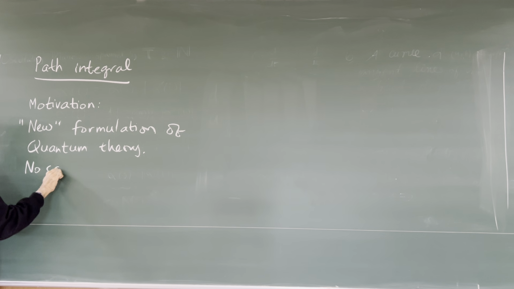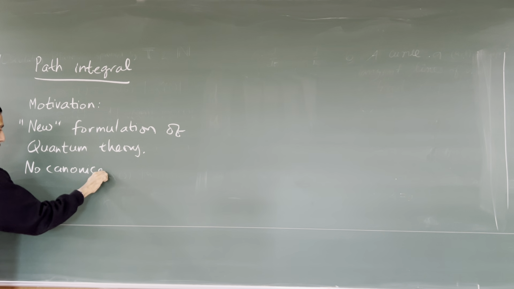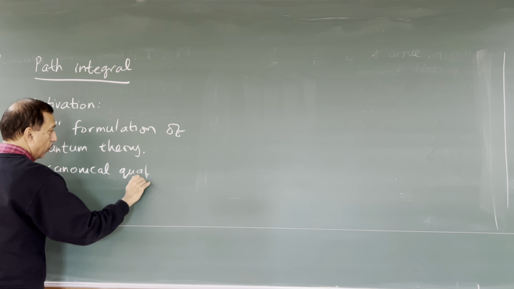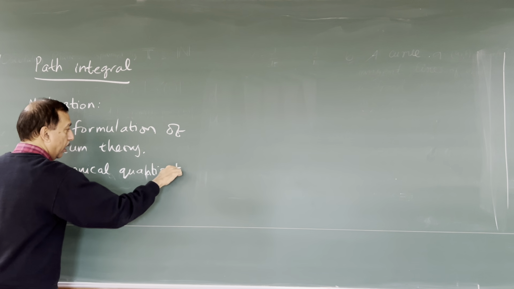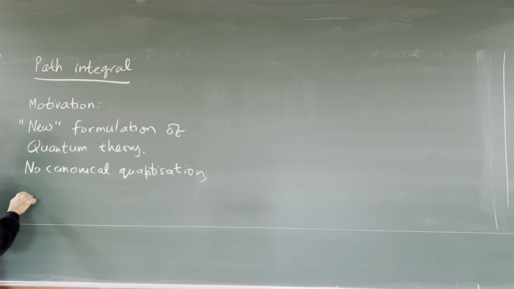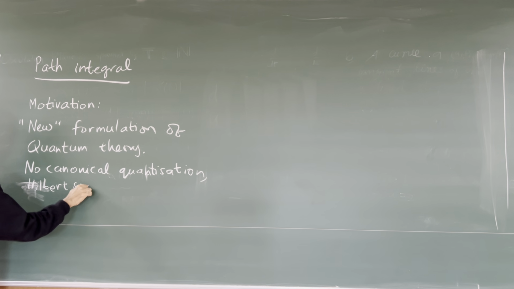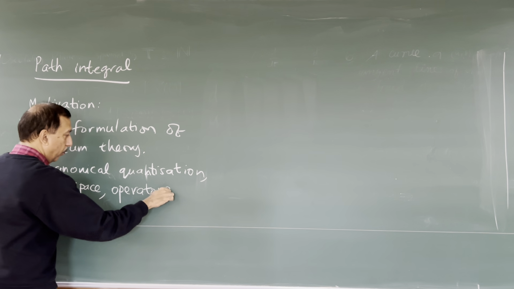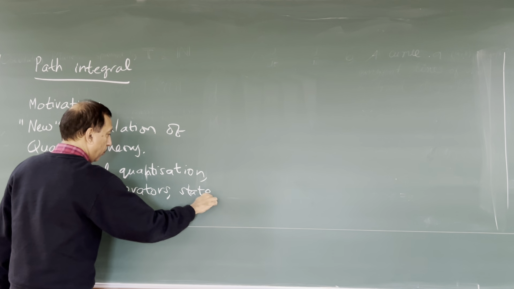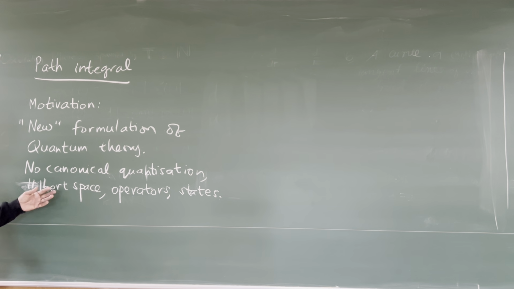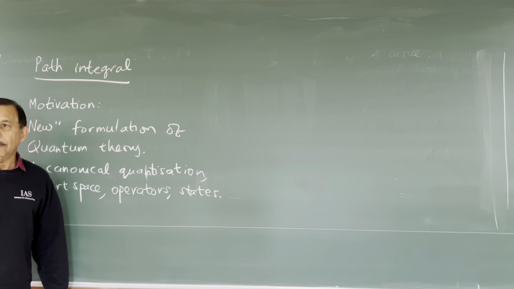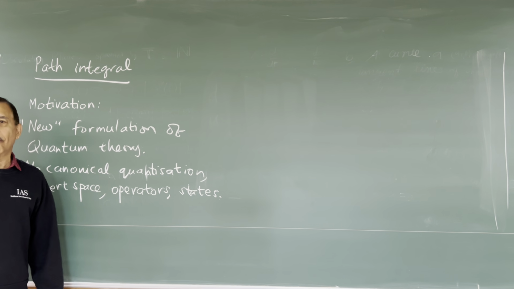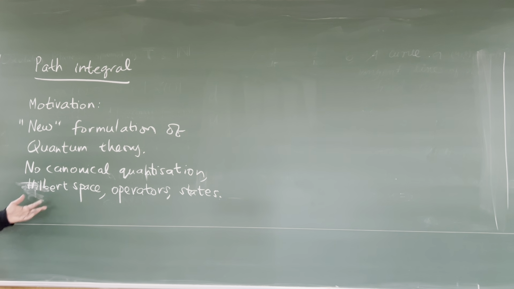No canonical quantization. And the things which go with canonical quantization, like operators, Hilbert space, operators, states. Now this is too strong a statement. Of course there is a Hilbert space and of course there are operators and states. It's just that in the calculation we don't encounter them. We have to interpret the answers in these languages.